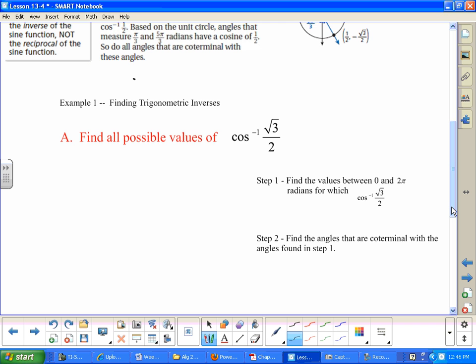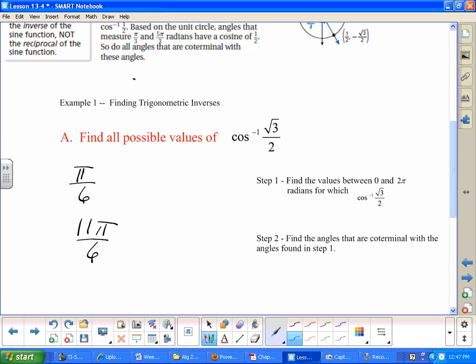No, that's 3 pi over 2. That's not square root of 3 over 2. Where does cosine equal square root of 3 over 2? At 30 degrees and at 330. The only problem is our answers need to be in radians. So what are the radian measures at 30 degrees and 330 degrees? Pi over 6 and 11 pi over 6. So we get pi over 6 and 11 pi over 6.